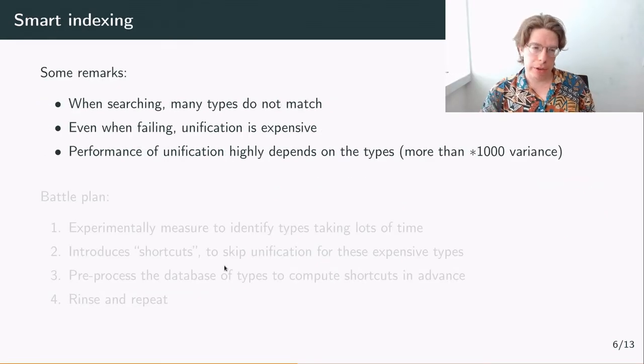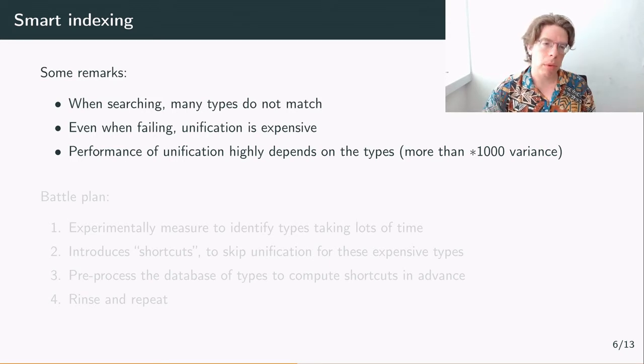First, some remarks. When searching, many types do not match. This is expected since if you're looking for a query, there are lots of types which are not related to it. The problem comes with the second point, which is that when failing, unification is still very expensive. And finally, a third point is that the performance of unification highly depends on the types. And there are some types, which are not necessarily the big types, which cost a lot to unify with, or to attempt to unify with.